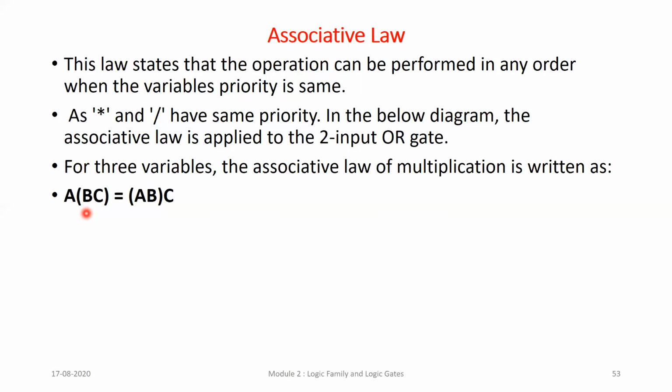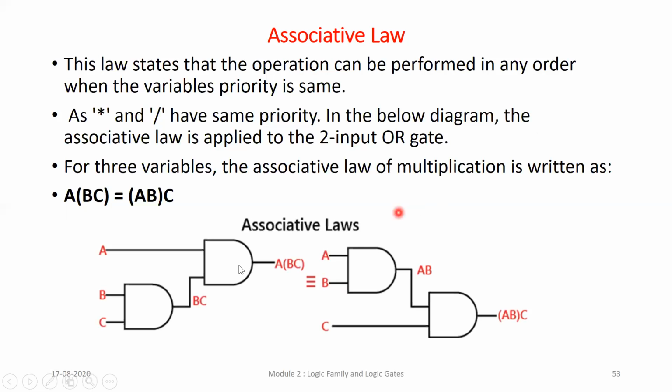OR gate? Or multiplication. Sorry, AND gate. So what will you do? I give you only a two-input AND gate. See, if you see ABC in a single AND gate, you can have a three-input and put ABC together. But I want to prove associative law. So B and C are clubbed together and their product is multiplied by A. So how will I get the answer?